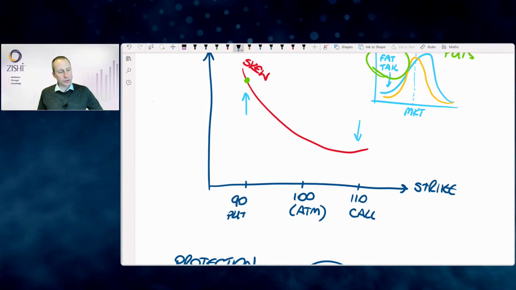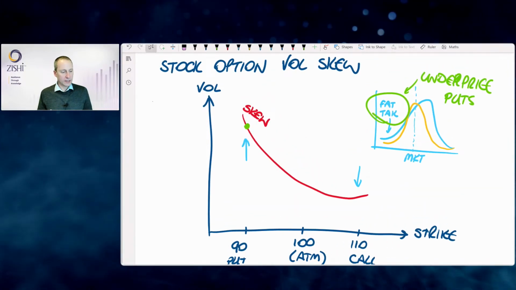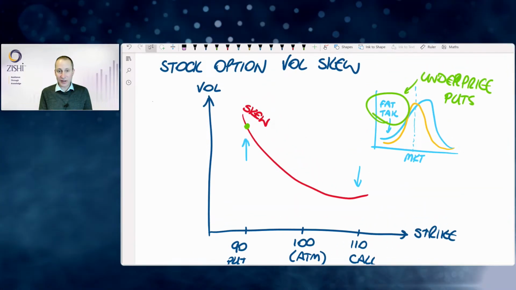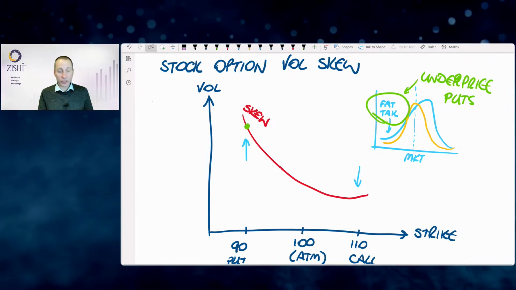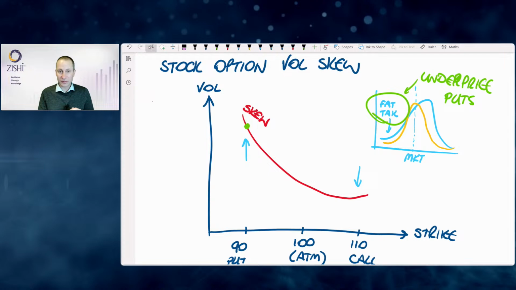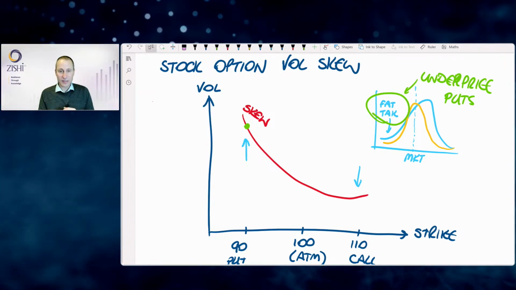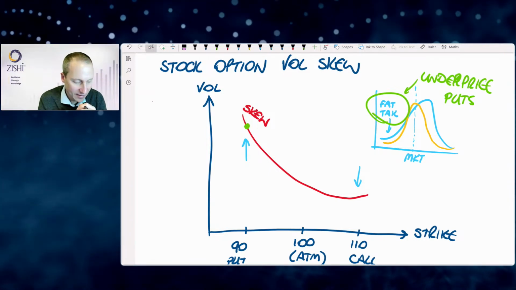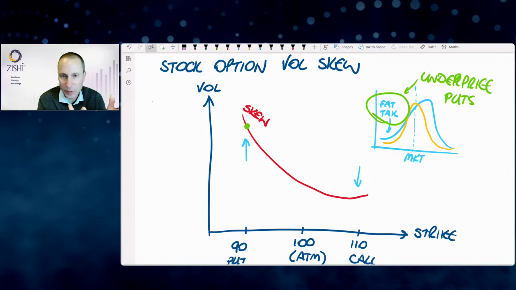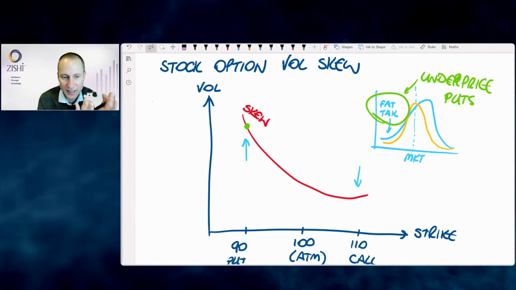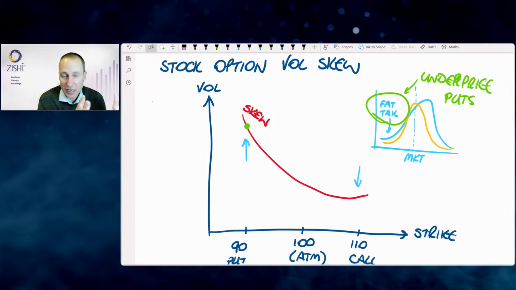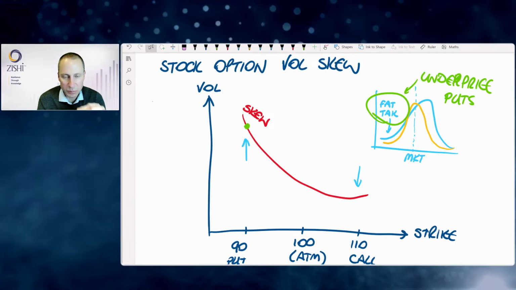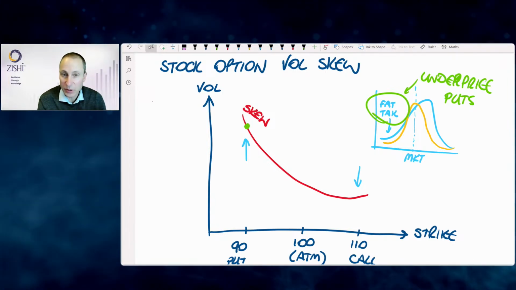Now, if you're a trader who comes into this, and this is how I tend to view equity options, you think, gosh, that's a pronounced skew. That's really quite steep. At various points in my history trading stock options, I have looked at the skew in European stocks, American stocks, and I've always been surprised at how expensive the puts are.